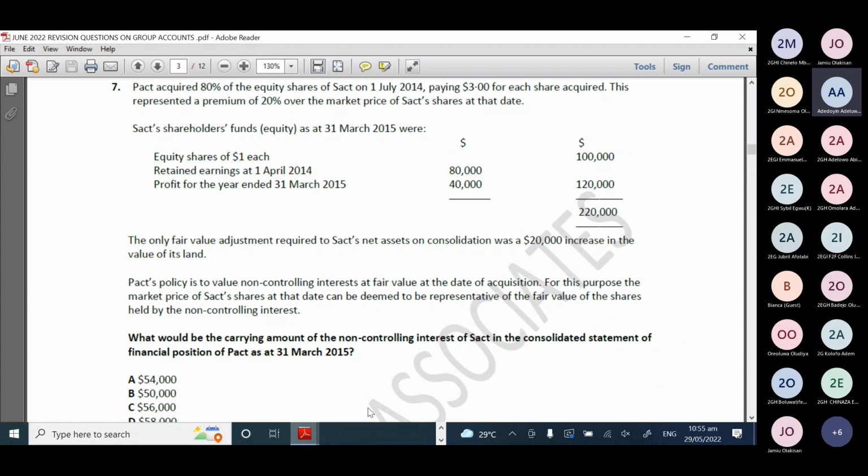Sorry, Mr. Jami, I have a question. I'm looking at the requirements of number 7, and I'm looking at the requirements of number 6. Is it the same thing? Are they the same thing?